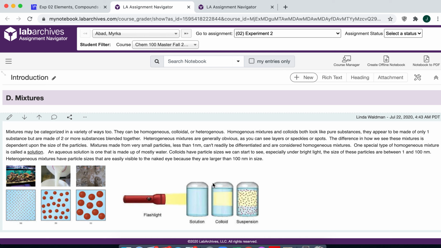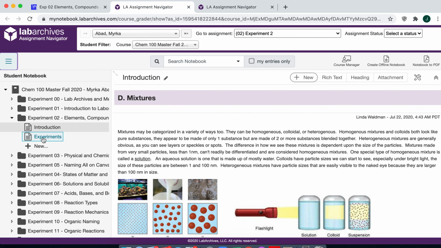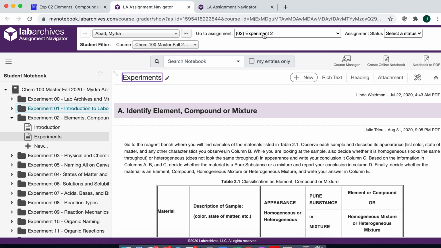solution. So by appearance, homogeneous and colloidal mixtures look like pure substances. They look uniform and blend well together, while heterogeneous mixtures don't blend well and don't look uniform. They look like different layers. Okay, so for the experiment, you need to fill out and complete your lab report.